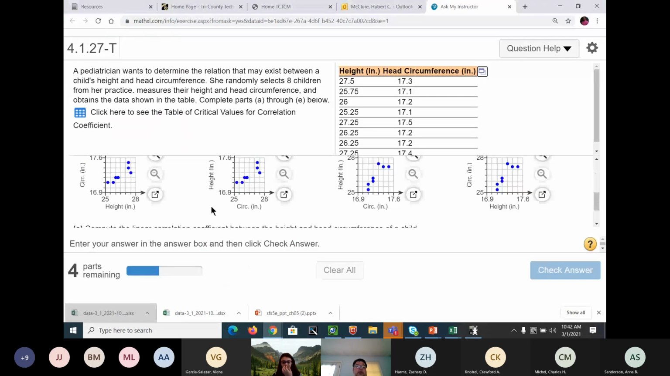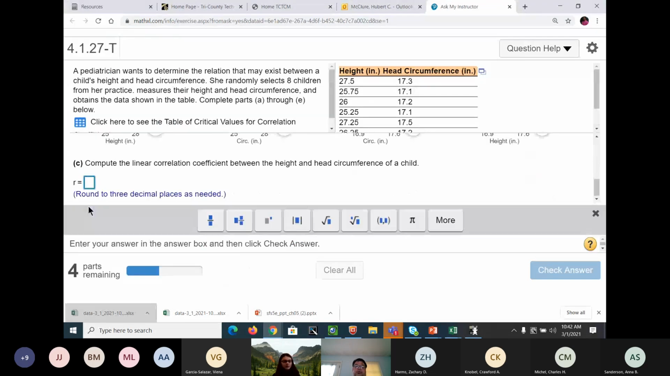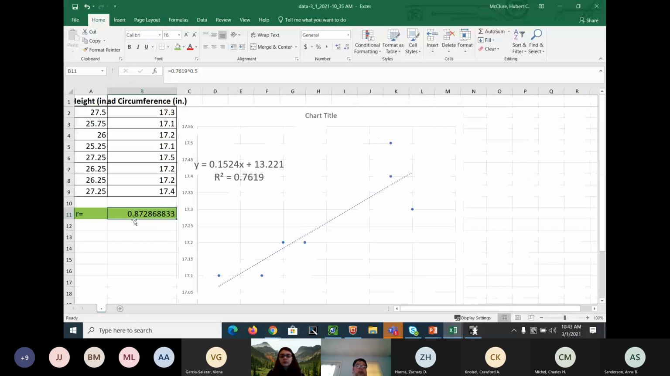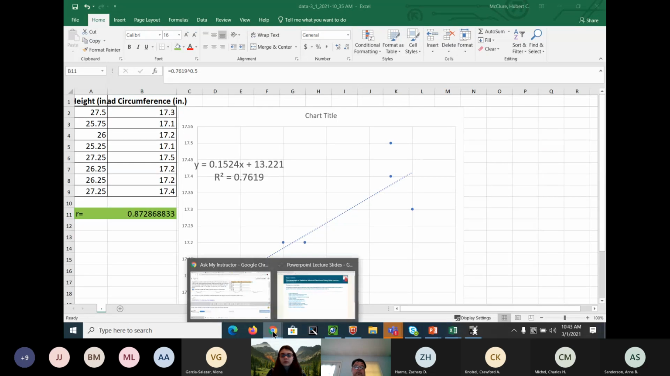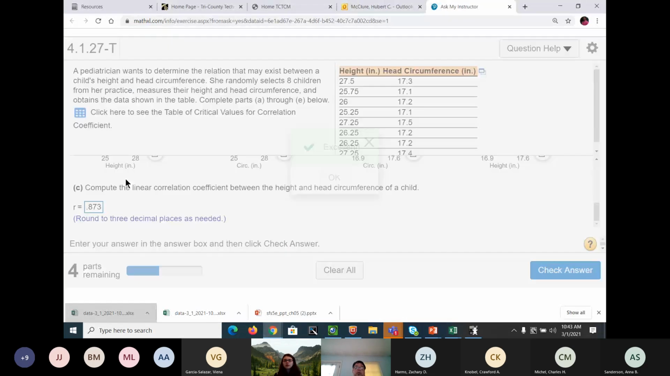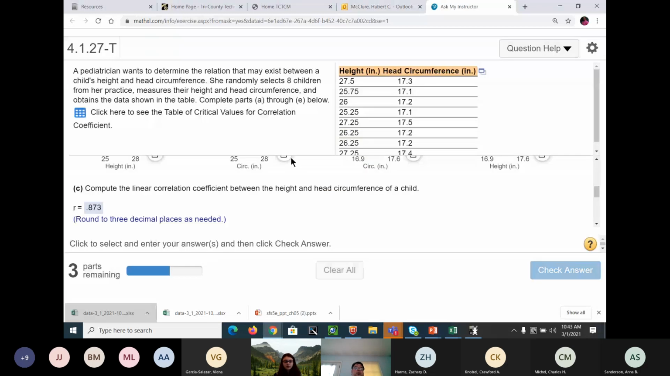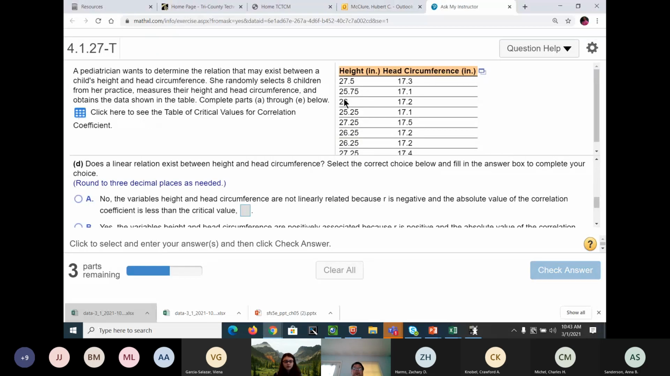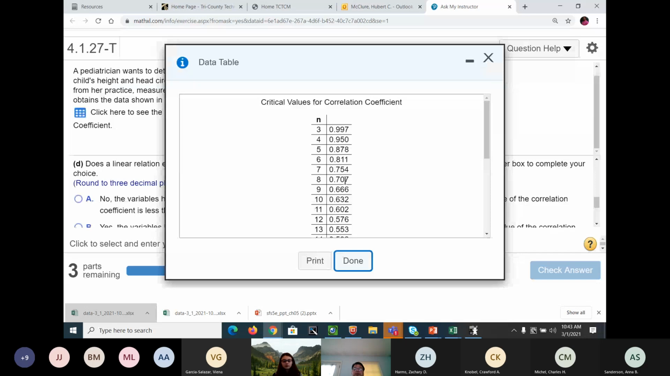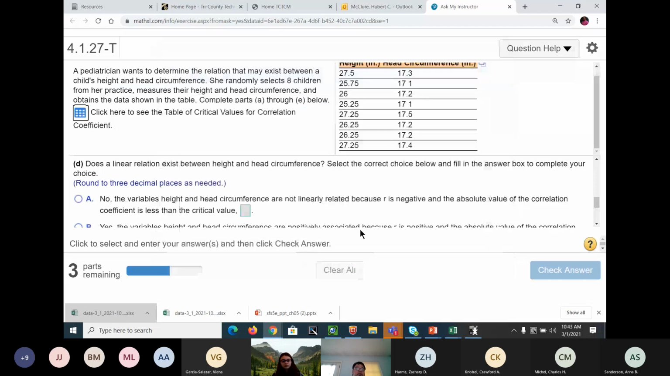And let's see, you got that right. R is equal to 0.873. And we need to look at their critical values. How many we got? 1, 2, 3, 4, 5, 6, 7, 8. So N is equal to 8. Needs to be 0.707. We're way above that.